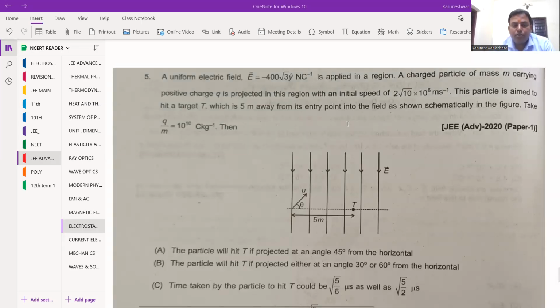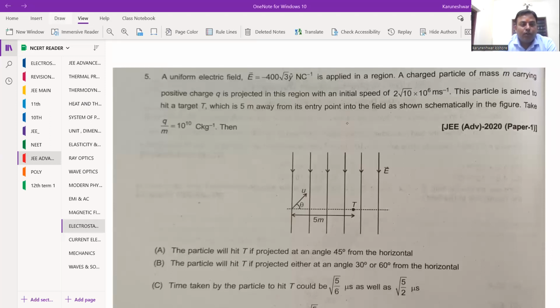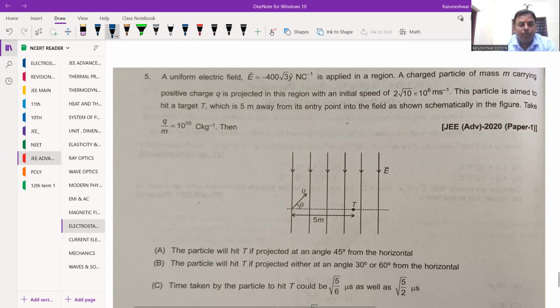So in this question also, you can see this question is from the electrostatics segment. And what is the question? A uniform electric field E, which is given to you as minus 400 root 3 Y Newton per Coulomb, is applied in a region. So this electric field is in the negative Y direction, and in magnitude it is 400 root 3 Newton per Coulomb.